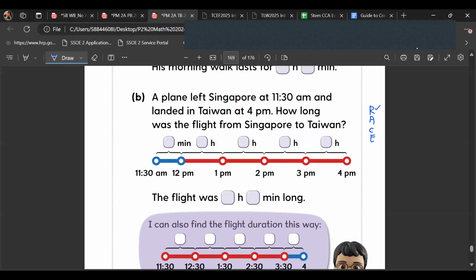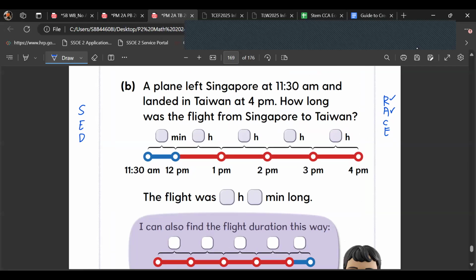I'm going to go to the second time I read it, this time together with the annotations. And I also write down the start, end, and duration at the sides here. This is again page 161. So, a plane left Singapore at 11:30 a.m. and landed in Taiwan at 4 p.m. How long was the flight from Singapore to Taiwan?